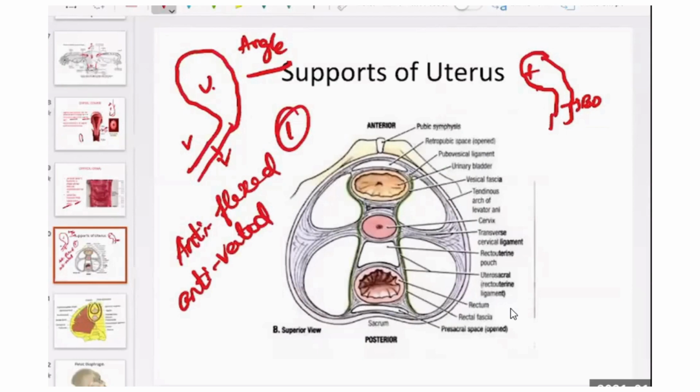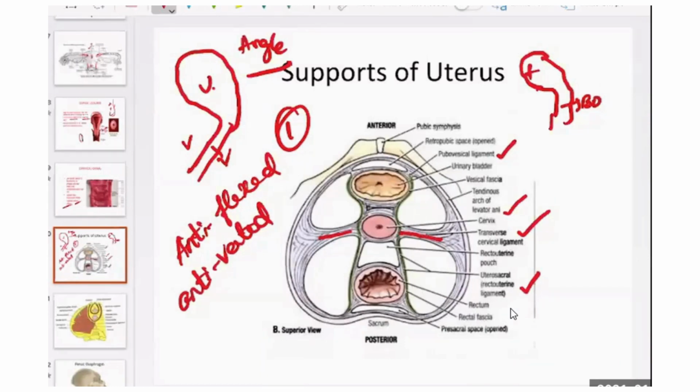Now you see the ligaments. Transverse cervical ligament, right? Extending from the cervix laterally. This ligament is called the transverse cervical ligament. Pelvic diaphragm is a part of the levator ani muscle, which is the next support. Next is uterosacral, and pubo-vesical. So all these ligaments maintain the uterus in position.